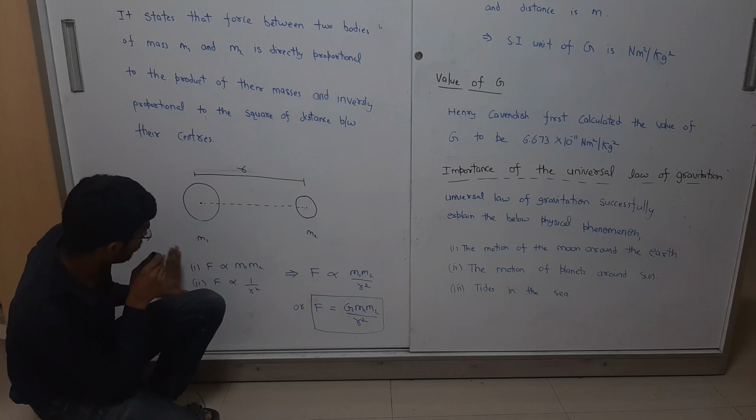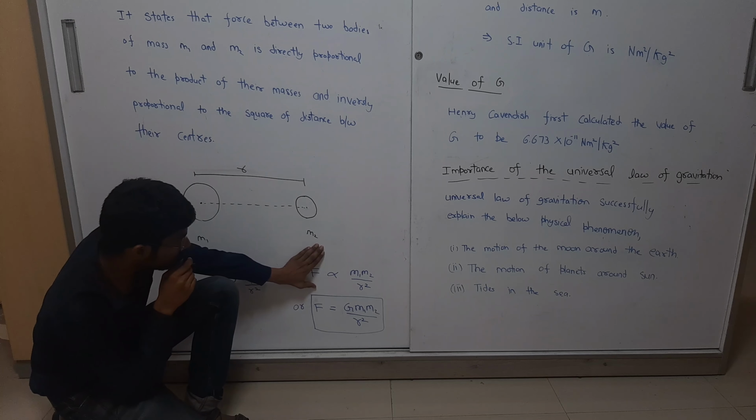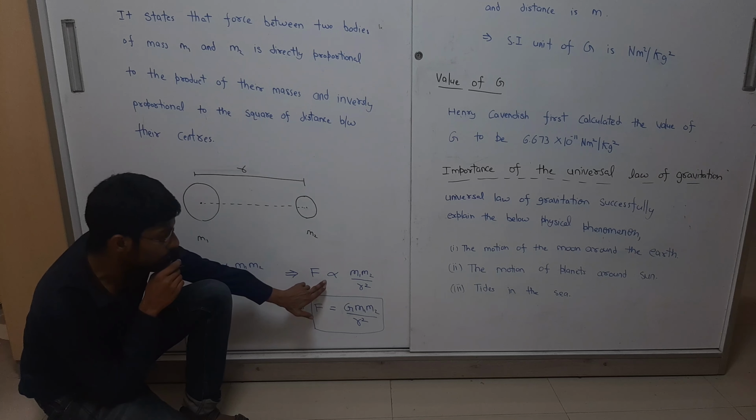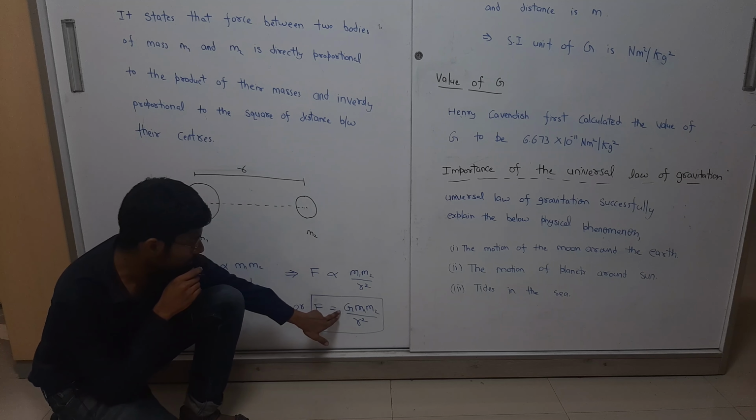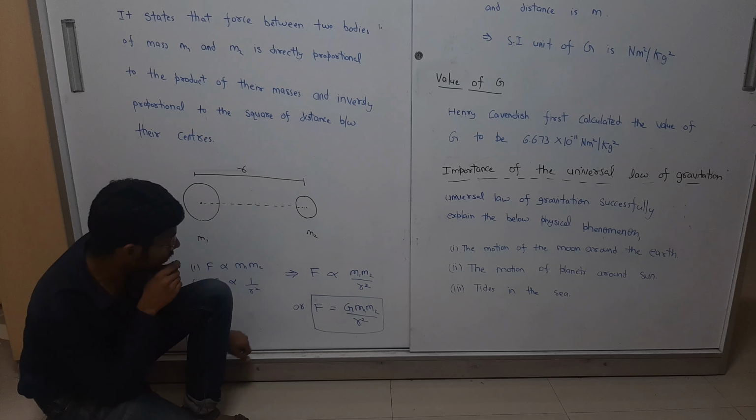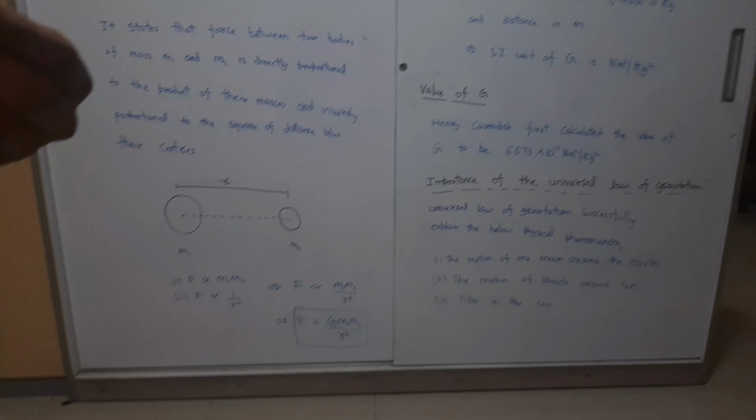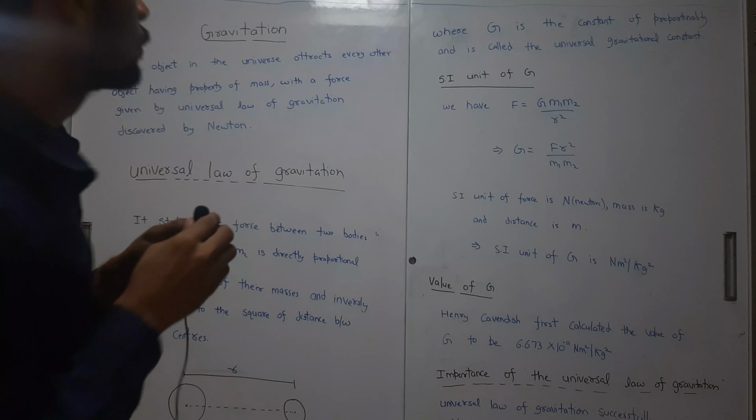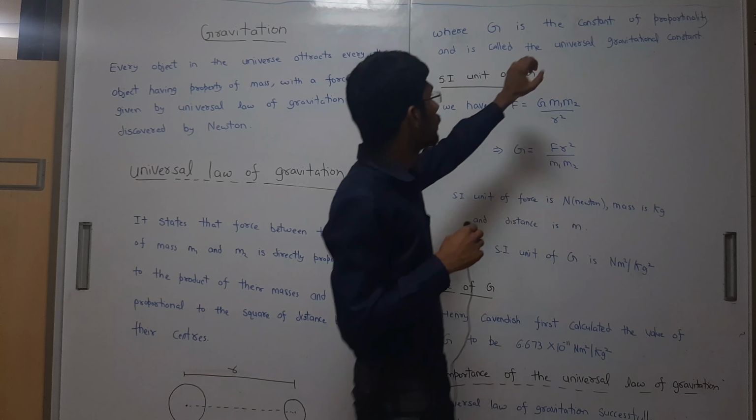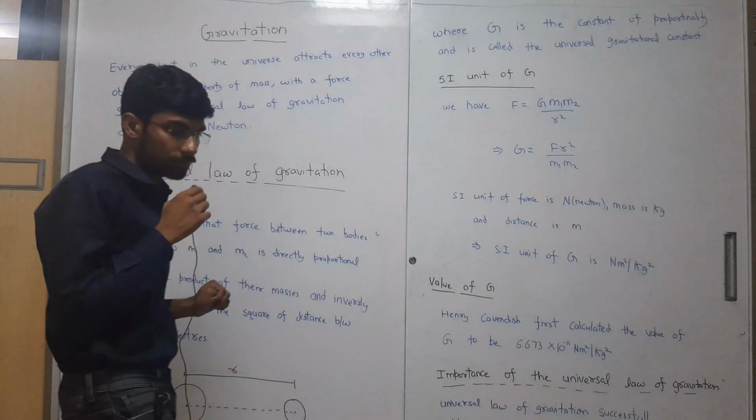between them. Combining these two, we get this, and removing the proportionality sign, we have a constant which is called the universal constant, the gravitational constant. So moving to the upside, G is the constant of proportionality and is called the universal gravitational constant.